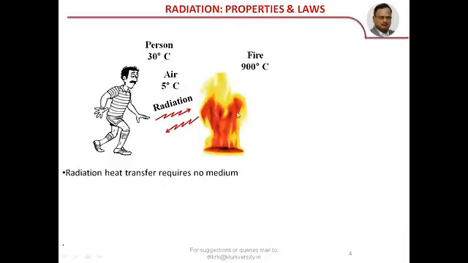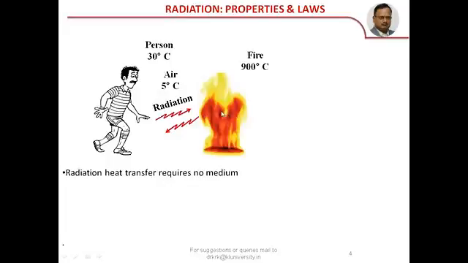For example, the fire here is at 900 degrees centigrade. It emits radiant energy. And the person here is at 30 degrees centigrade. So he will also continuously emit radiant energy. The air in between the fire and the person is also at a temperature greater than 0 Kelvin, so it will also continuously emit energy in the form of electromagnetic waves.